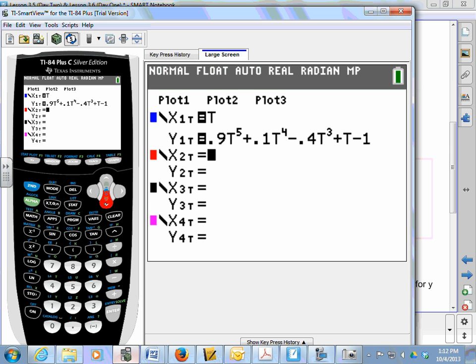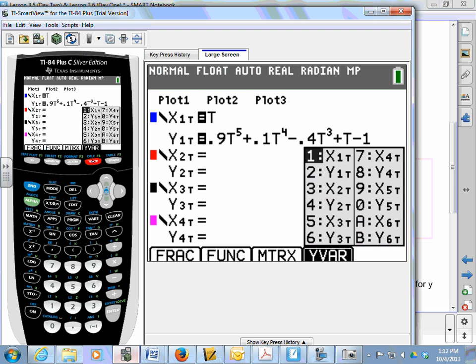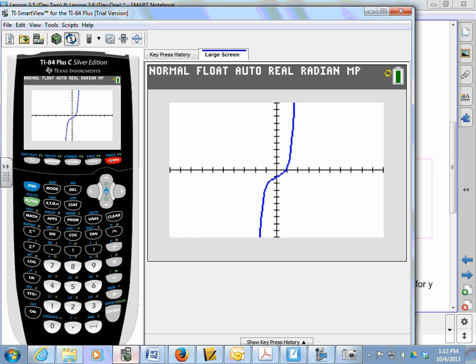So you don't have to copy necessarily, but you can go alpha, trace, and there's all of my x's and y's, and we're just switching them, right? So in x2 of t, I want it to be y1 of t, because I want this x to be what that y was, so I just put in number 2. And then it's easier just to put t there. And now I have my inverse in red.